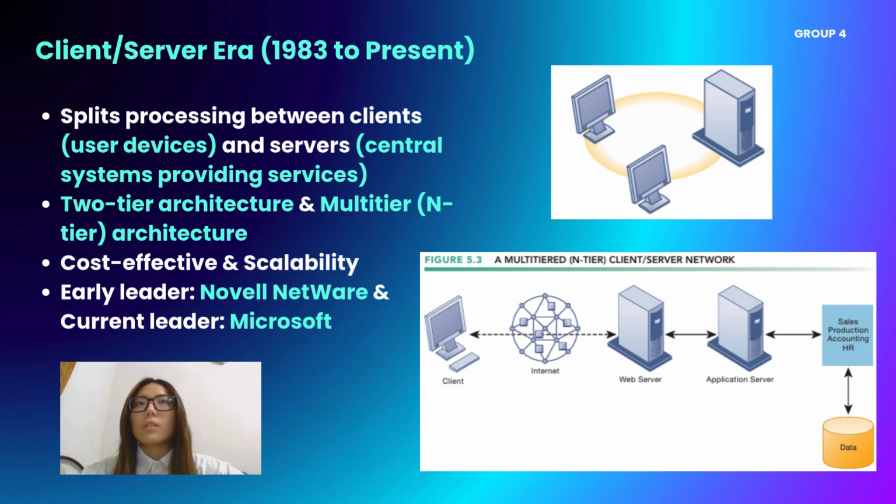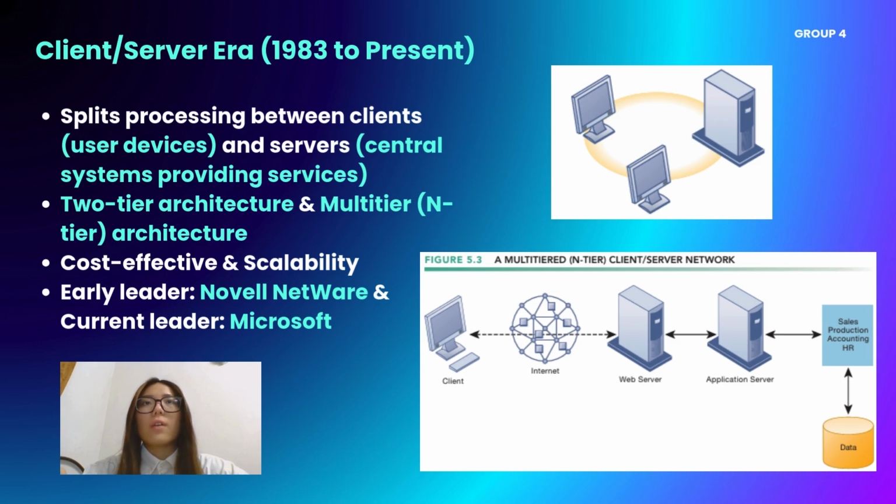For client or server era, it is a split processing between client user devices and a server central system providing service. There are two types of client or server architecture, which are two-tier architecture and multi-tier architecture. The two-tier architecture is a basic setup with client connected to a single server, commonly used in small businesses. Multi-tier architecture is a more complex system used by large organizations, which is shown in Figure 5.3.